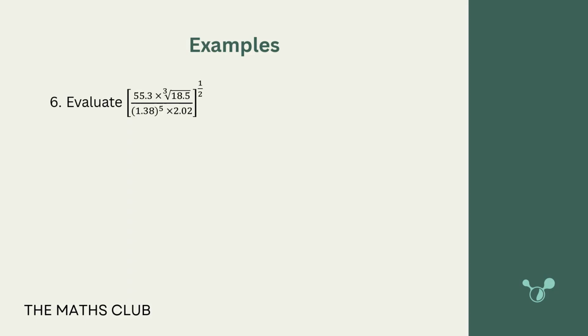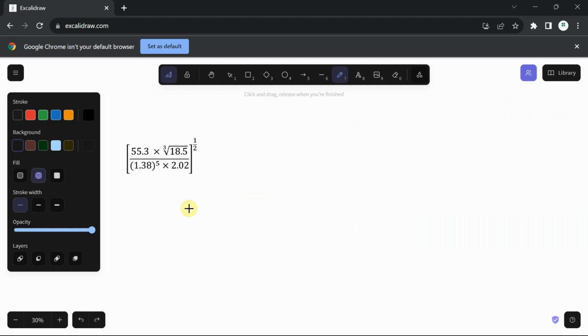Now the next question is saying that we should evaluate 55.3 times the cube root of 18.5 divided by 1.38 raised to the power of 5 times 2.02, all raised to the power of 1 over 2. I can write the cube root as raised to the power of 1 over 3. I'm not going to do that. So let's find the log of each of these values first. So the log of 55.3. That is 5.53 times 10 raised to the power of 1.